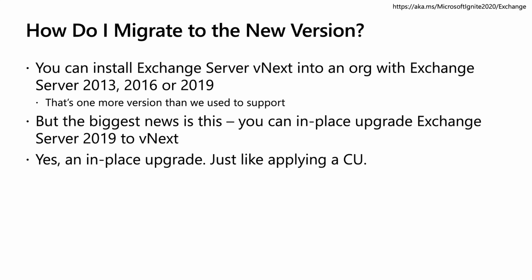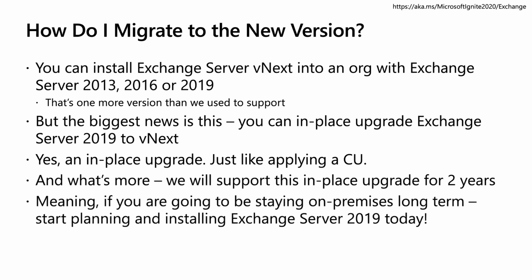Now, if you're already on Exchange Server 2019, this is going to be good news for you. You can do an in-place upgrade. We're bringing back in-place upgrades only for Exchange Server 2019 because the products are so very similar at this stage. And so it's going to be as simple as essentially applying a CU, a cumulative update. You'll be able to have Exchange Server 2019 and Exchange Server vNext in the same DAG, in the same load balancer pool. You can treat them as one and the same for a period of about 2 years, probably 8 CUs.